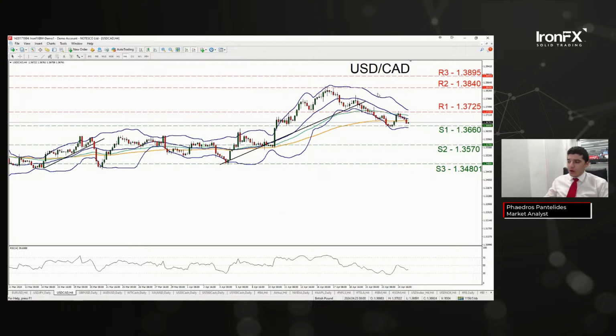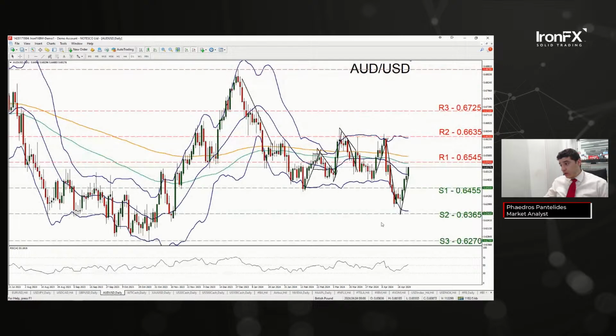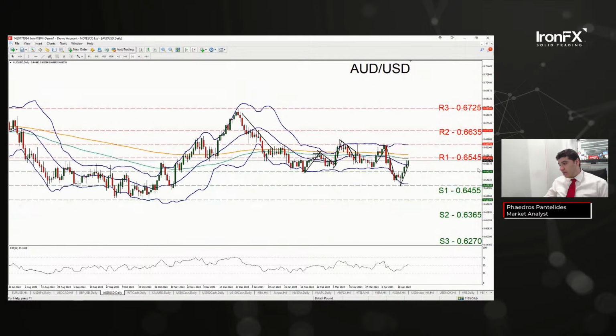So, all in all, we could either maintain a sideways bias from a daily point of view. From a more macro perspective, we could maintain a bearish outlook. On to the Aussie. Now, the Aussie is above S1. It's taking aim at R1, 0.6545, R3, 0.6725. For S1, we can keep it at 0.6455, S2 at 0.6365, and then S3 at 0.627.